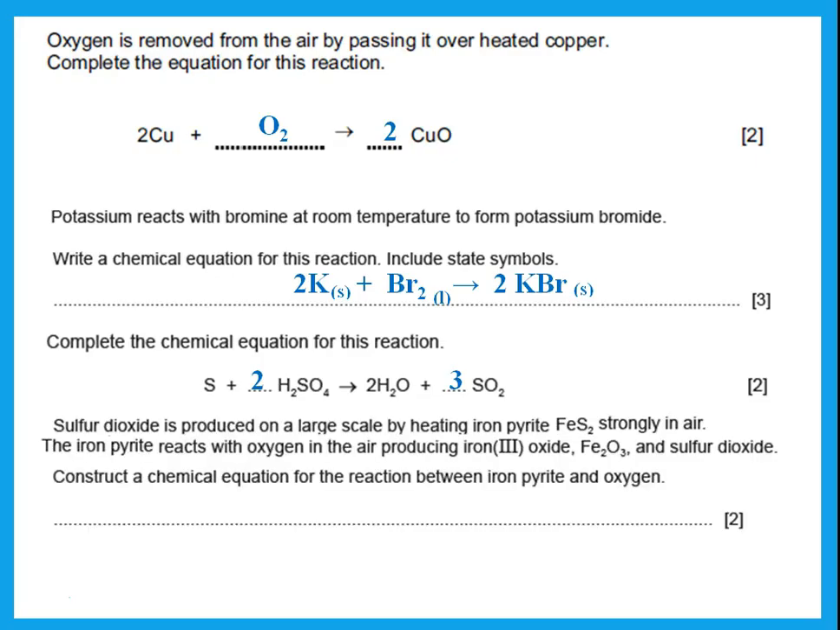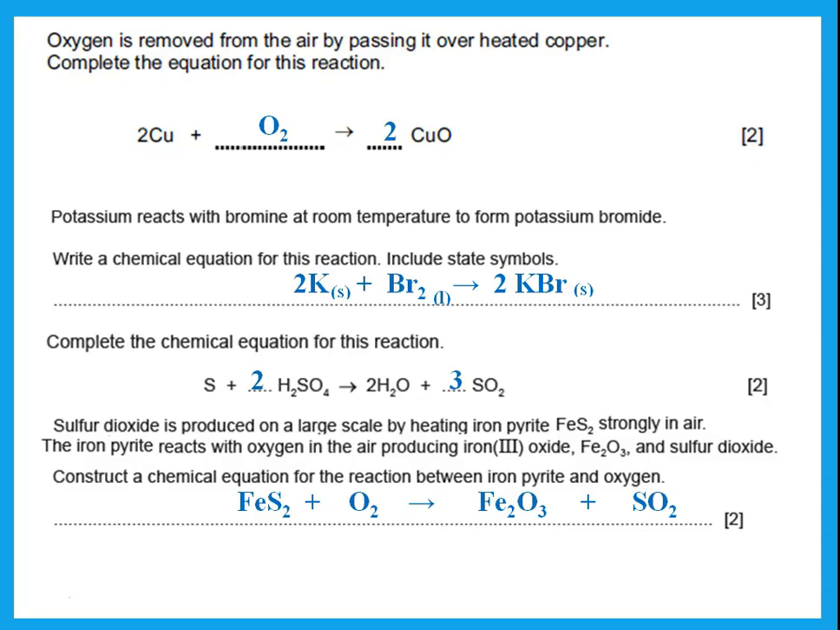Sulfur dioxide is produced on a large scale by heating iron pyrites with oxygen in the air, producing iron(III) oxide and sulfur dioxide. Write a chemical equation for the reaction between iron pyrite and oxygen. He gives you the formula of iron pyrite, FeS2, and you want it with oxygen. And he tells you it gives you Fe2O3 plus sulfur dioxide.